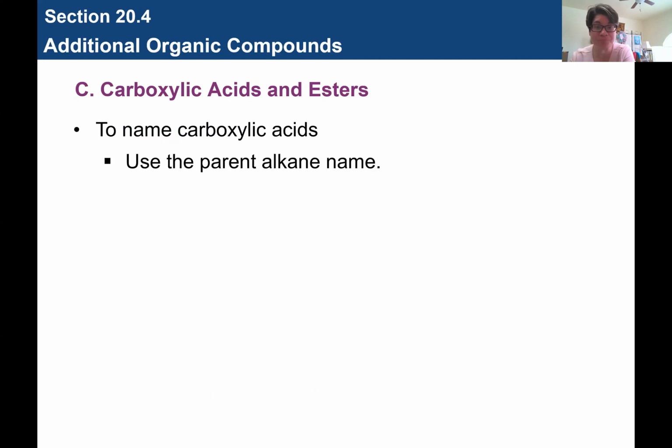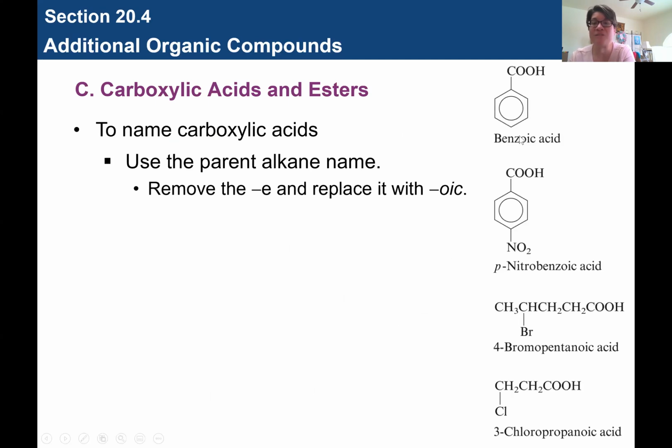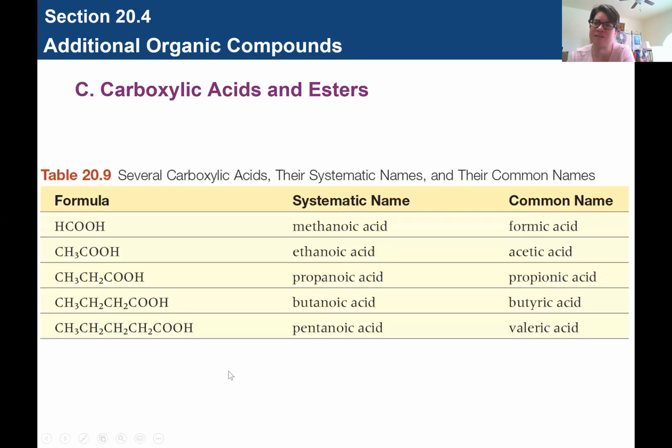To name them, name the parent, and then you replace the end with -oic. So like benzoic, and then you put acid. Benzoic acid, bromopentanoic acid, chloropropanoic acid. So you add -oic acid, and that's what makes it a carboxylic acid. They're just weak acids though.